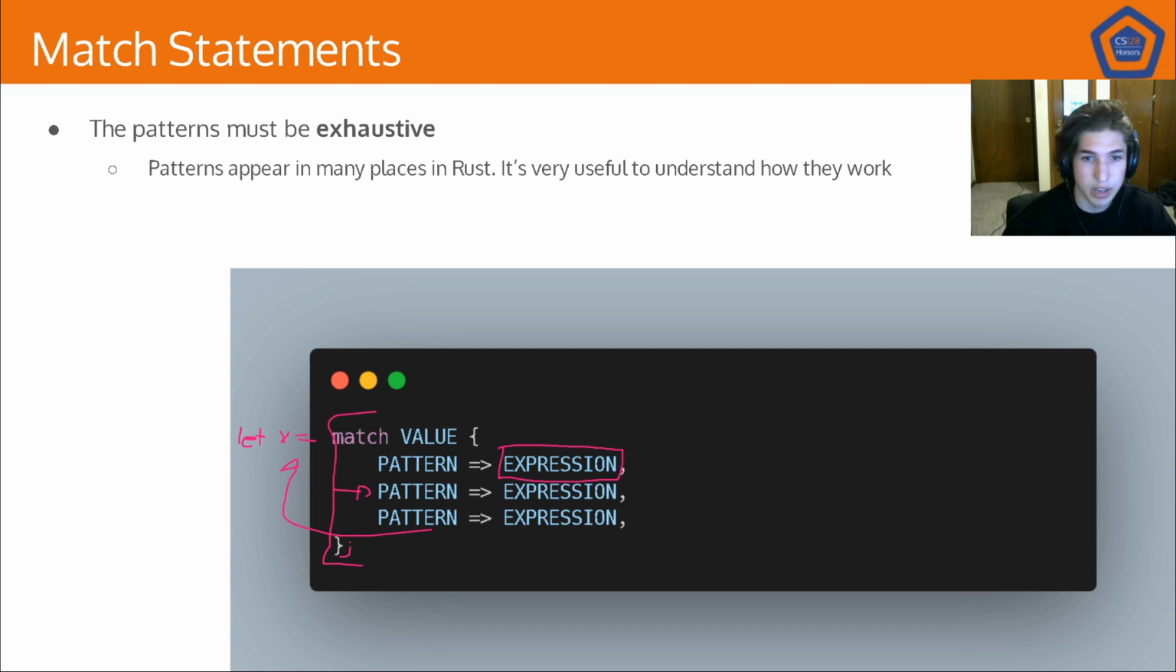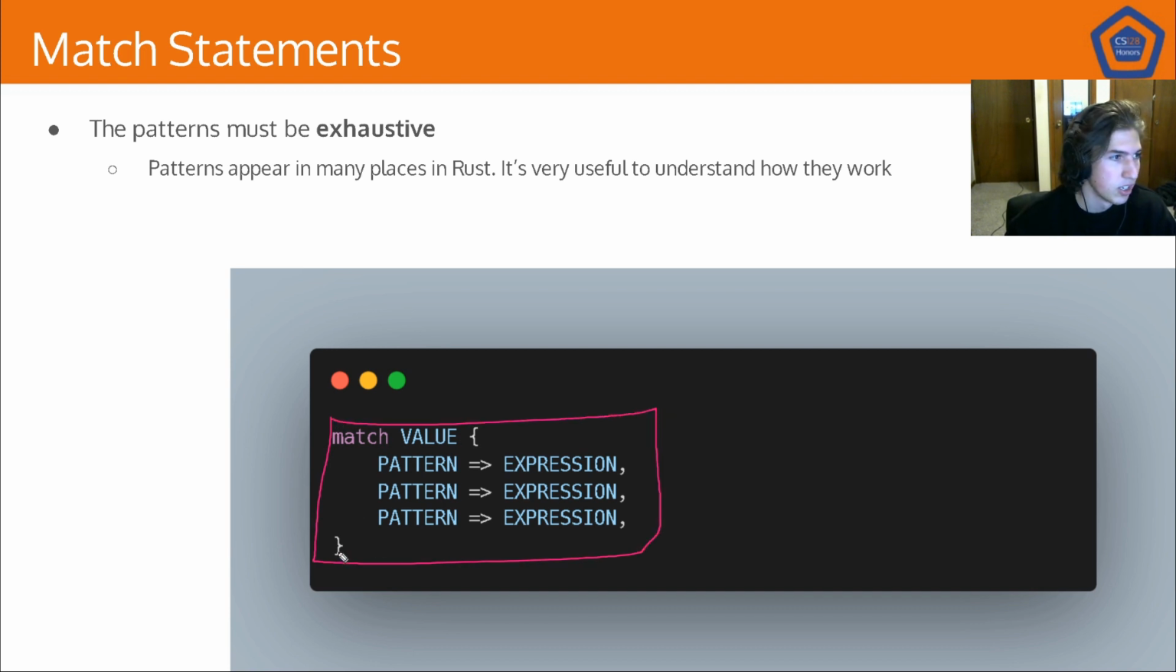In fact, you can have just a match statement as the last line of your function. And because we have no semicolon here, we're ending our function with an expression. And so we'll return whatever one of these returns, which is very powerful, extremely powerful even. So let's look at some quick examples.